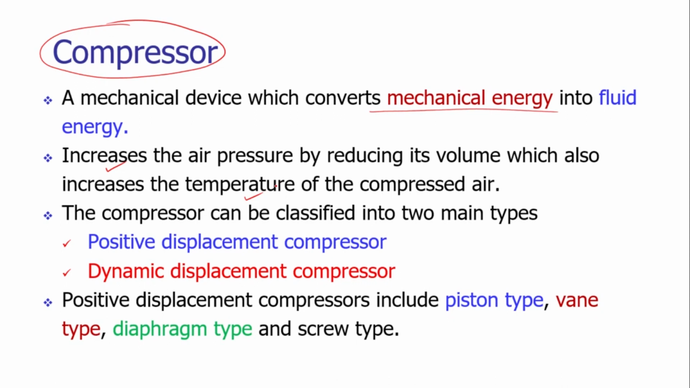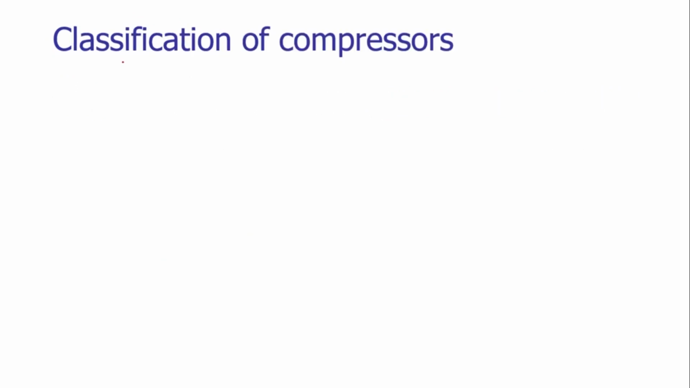There are various types of compressors used in the industry, and these are the positive displacement compressors and the dynamic displacement compressors. Positive displacement compressors are the piston type or vane type, or we have the diaphragm type and the screw type. Detailed classification of the compressors we will see in the next slides. We can classify the pneumatic compressors based on two factors. The first factor is the pressure handling capacity.